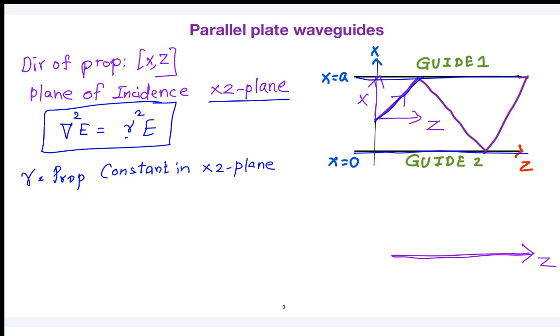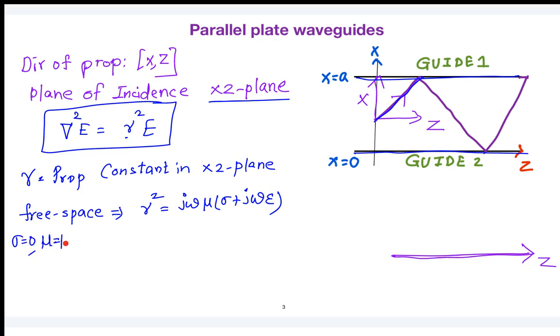Suppose I assume that there is free space present between the two conducting plates. We know that the equation for propagation constant is gamma square equal to j omega mu into sigma plus j omega epsilon. In free space, what are the conditions? Sigma equal to 0, mu equal to mu naught, and epsilon equal to epsilon naught. So subjected to that, what is the value of gamma square you are going to get?